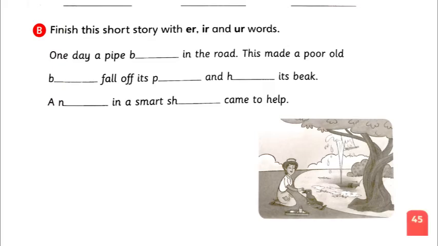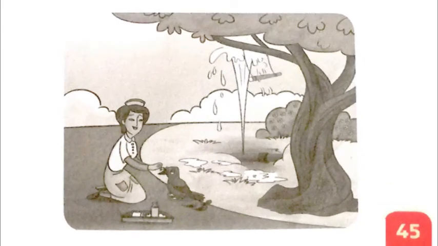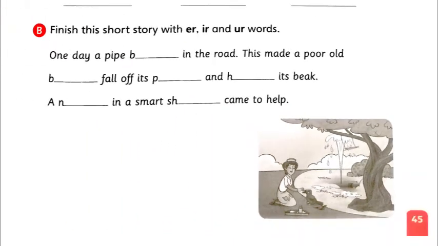Now you can see there is a picture below, isn't it? What can you see in the picture? You can see there is a nurse, there is a bird. What is this nurse doing? She is putting medicine. Then just near that there is a pipe broken, no, which is going up to the tree. Okay, so let's see the story.